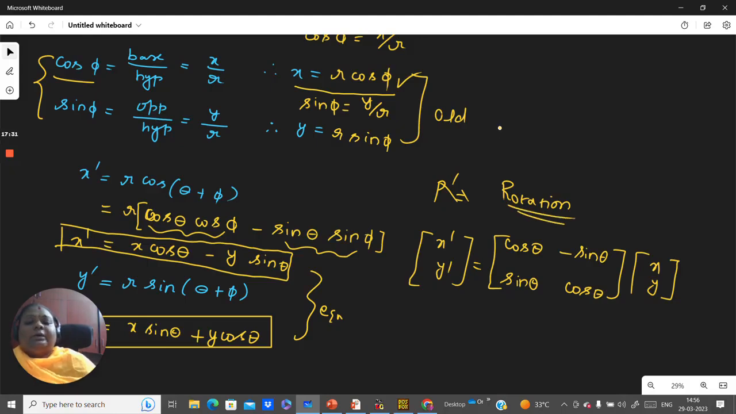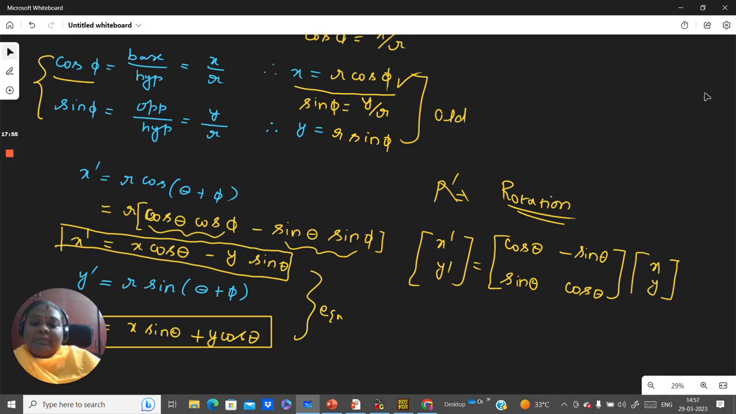Okay, it is in the form of equation as well as in the form of a matrix. So in the translation we derived, we were having only the translation factor. The matrix was not having anything other than tx and ty. But here we are having the coefficients of x and y. Therefore, we have derived the matrix for the rotation with the coefficients of x and y.